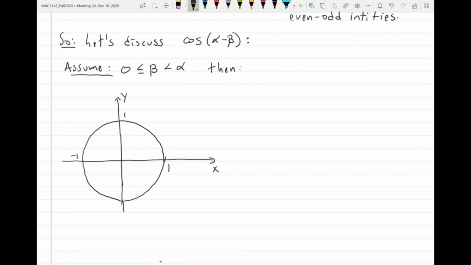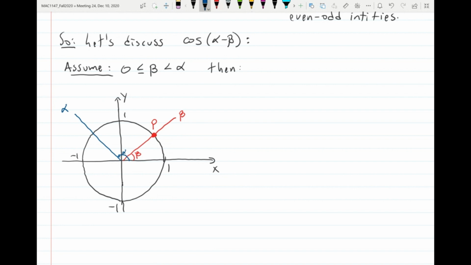So 1, 1, -1, -1. And so let's say that beta is somewhere in here. So this is the angle beta. And as you know, there is a point corresponding to it. Let's call it P. So this is our angle beta right here. That's the terminal side. And then alpha, let's put the terminal side of alpha somewhere in quadrant 2. Alpha is bigger than beta, so let's say it's in quadrant 2, something like this. So all of this is alpha, okay?